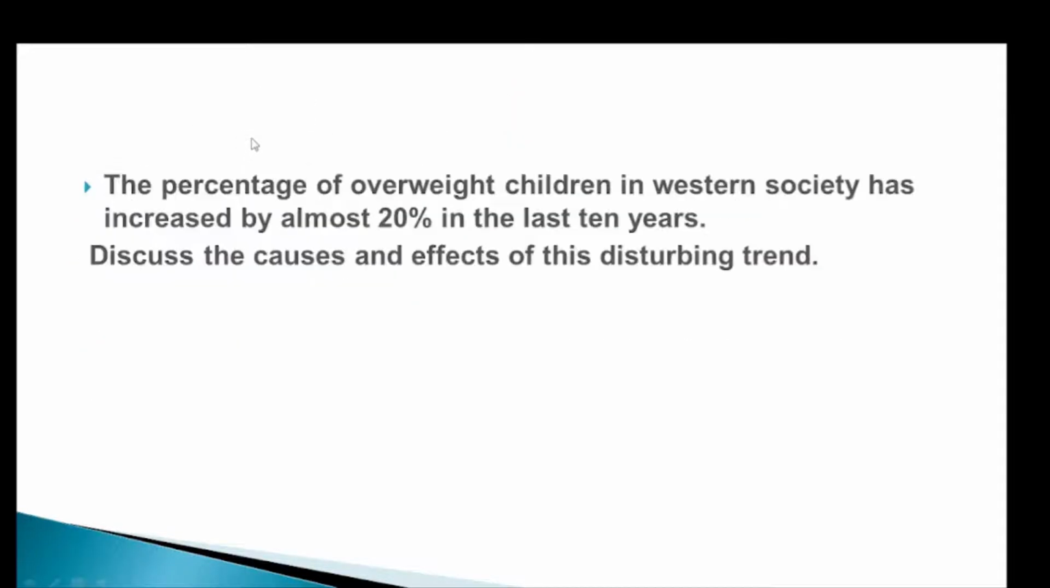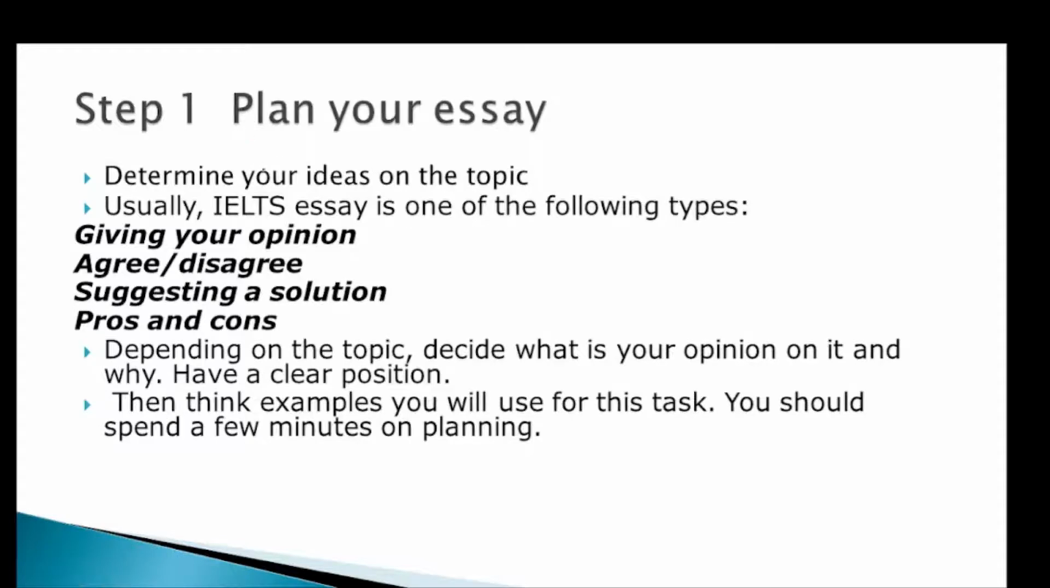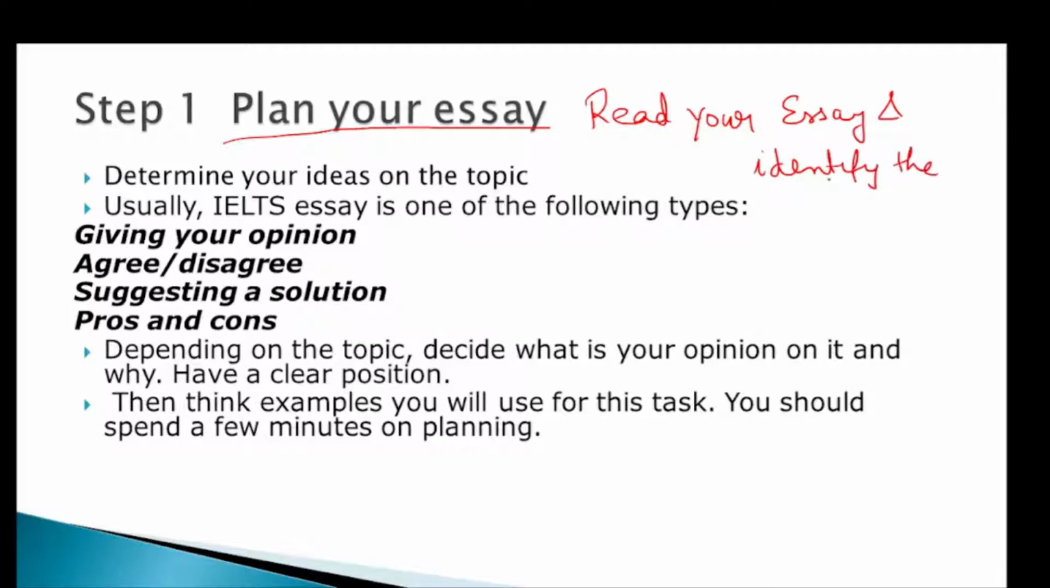Now what is the question over here? The percentage of overweight children in Western society has increased by almost 20% in the last 10 years. All these 4 are your subtopics. So what is the main topic over here? It is overweight. And what are the subtopics? There are 4 subtopics. Western society. They are talking about children in this. Increase of 20% and in the last 10 years.